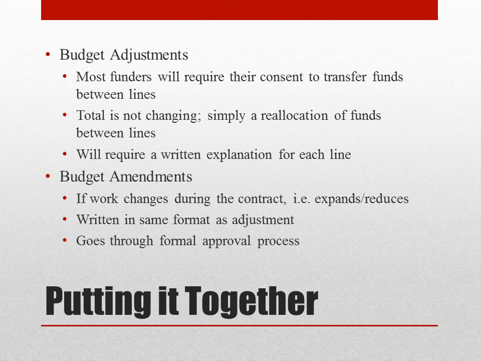Budget amendments are similar to adjustments. The difference is amendments are used for a significant change in the scope of the project while it is in progress. The amendment is written in the same format as the adjustment and must go through a formal approval process.